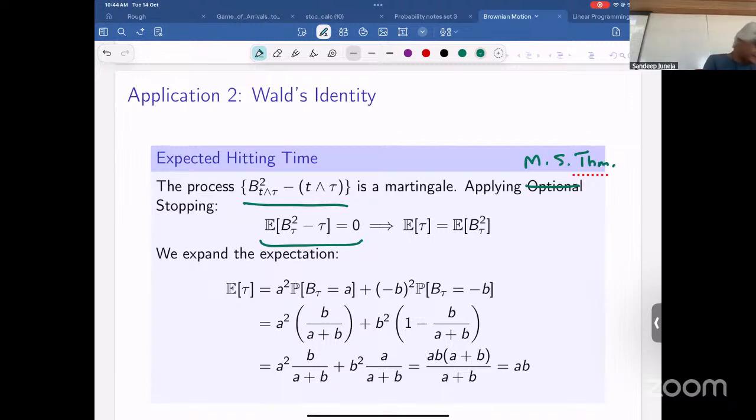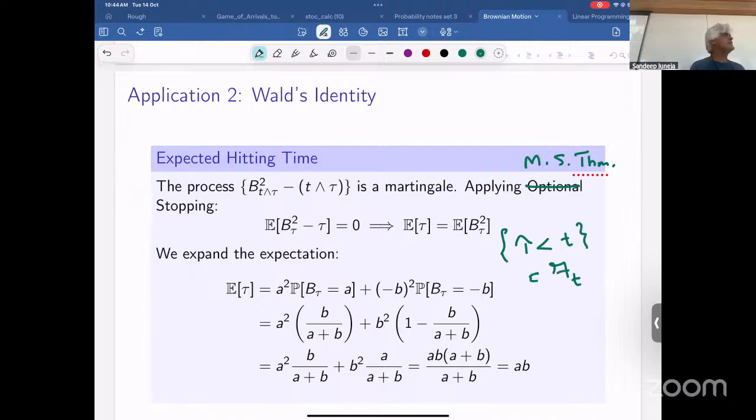You have to have a nuance between optional times and stopping times. That's useful information, because if this is in F_t, then we call tau an optional time. If this is in F_t, then we call it a stopping time. So it's a nuance there.